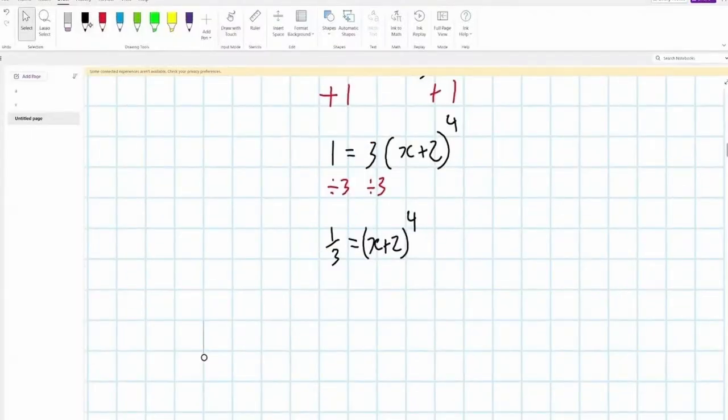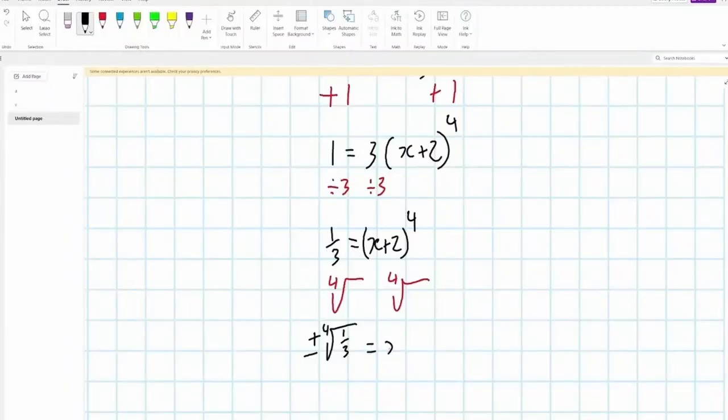The next thing we need to do after getting our 1/3 equals (x + 2)^4 is we need to fourth root this. So fourth root here. And what we are going to get is plus or minus, remember, because when we have even powers, they have 2 solutions. We're going to get plus or minus the fourth root of a third there, and that's going to be equal to x + 2.